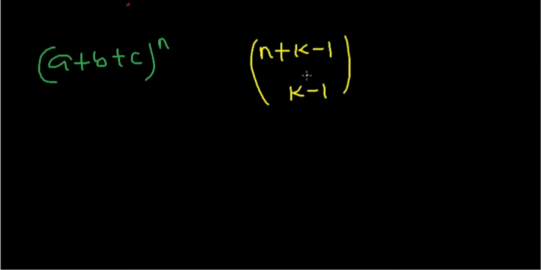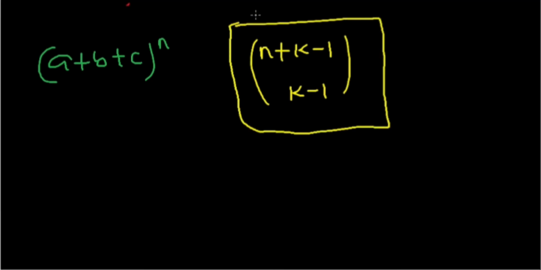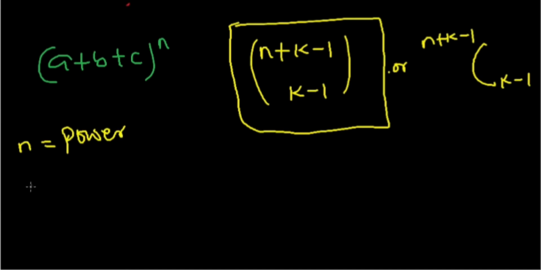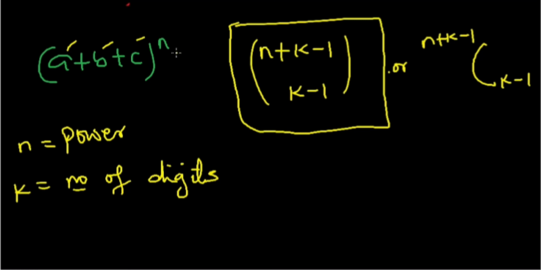That is how to find the number of terms. This is just what you need: n plus k minus 1 combination k minus 1, or you can write it like this, n plus k minus 1 combination k minus 1, sorry. Here, this n means the power, then k is the number of digits in the expansion. So we have how many digits here? We have 1, 2, 3 digits, and this is the power, right?